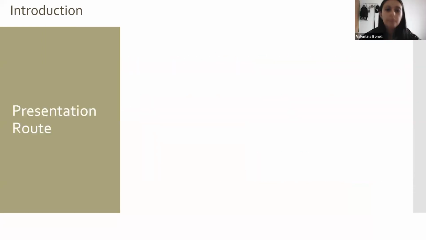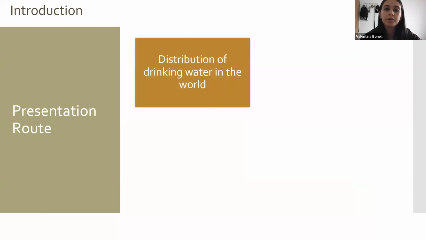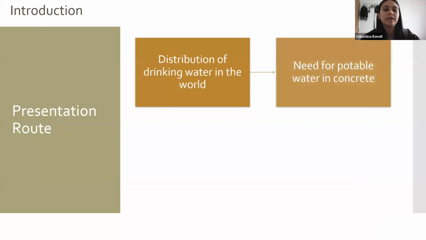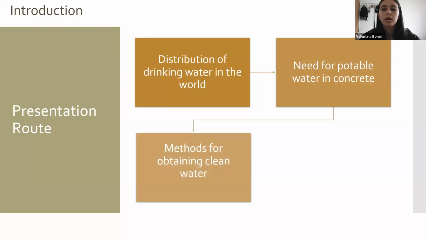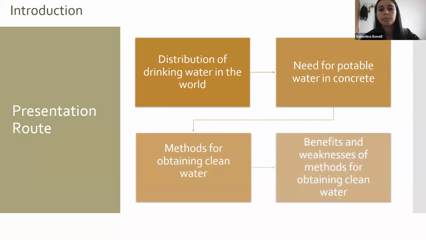To achieve this objective, this work is organized as follows. First, analyze the distribution of drinking water available in the world. Then, analyze why drinking water is necessary in concrete production. After this, the proposed methods for obtaining drinking water will be presented. And finally, the main benefits and possible weaknesses of the proposal will be highlighted.